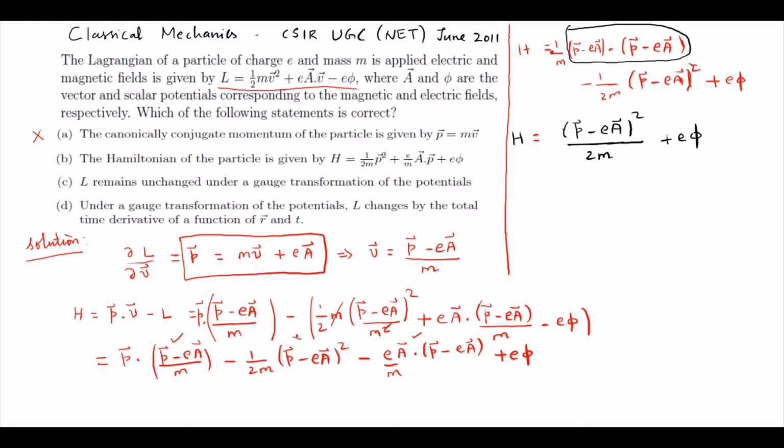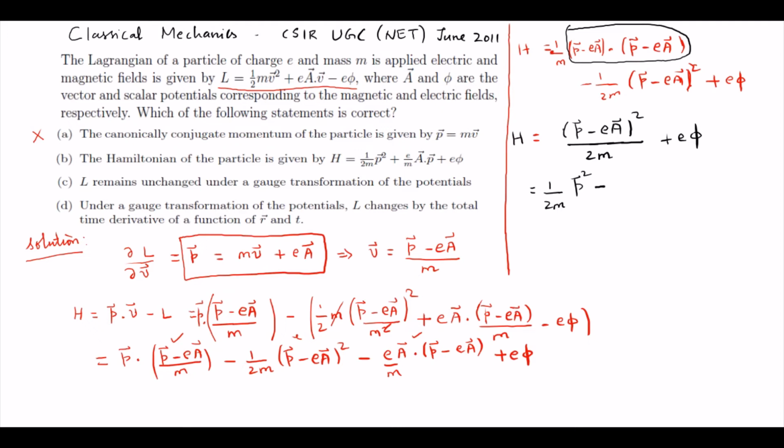Now if you expand this, multiplying (p vector minus eA) dot (p vector minus eA), you will get 1/(2m) times: the first term is p vector dot p vector, and the second part has two terms, two eA dot p, and another term e²A vector dot A vector. Since the dot product is commutative, we can simplify this.